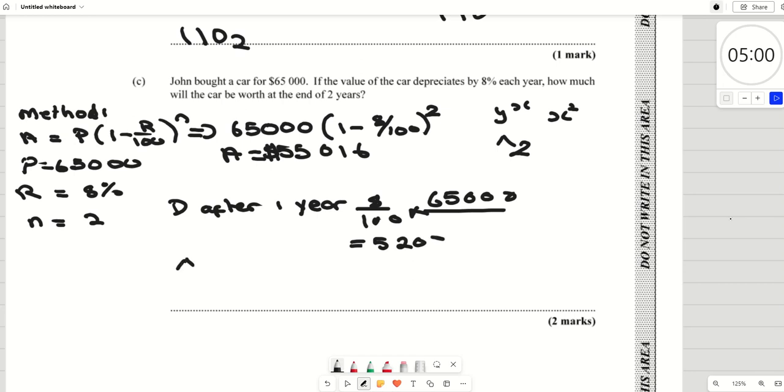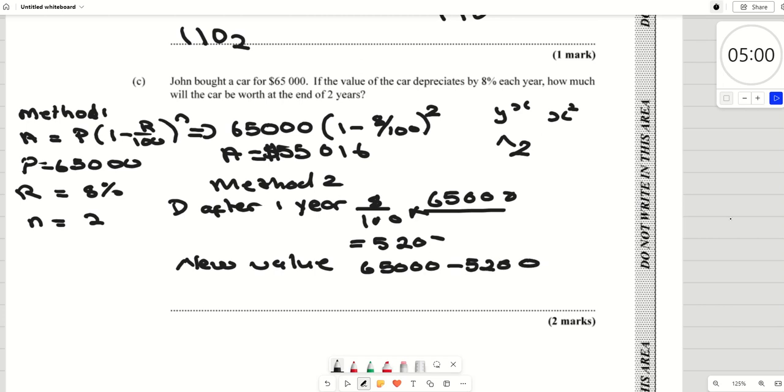So the new value of the car, this is method 2, by the way, would be 65,000 minus 5,200. So after 1 year, the price of the car would be 59,800, right? And then you find 8% of that amount.